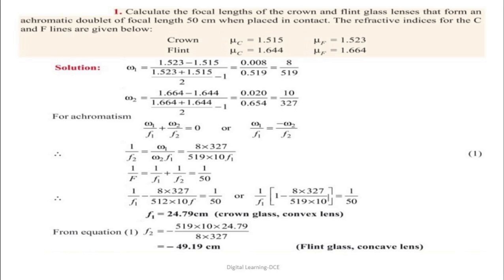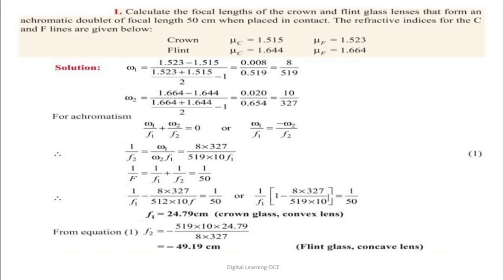Solution. Omega 1 is equal to (1.523 minus 1.515) whole divided by ((1.523 plus 1.515) by 2 minus 1), which turns out to be equal to 0.008 by 0.519, which is equal to 8 divided by 519.